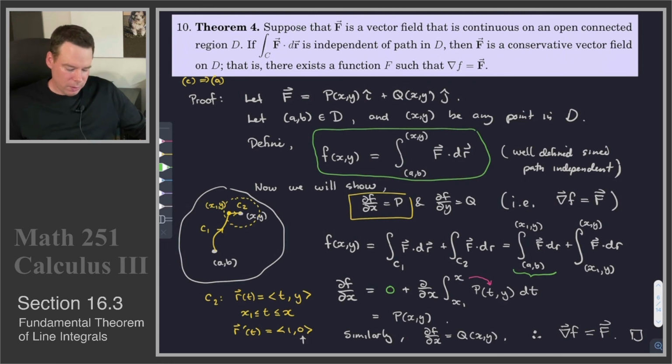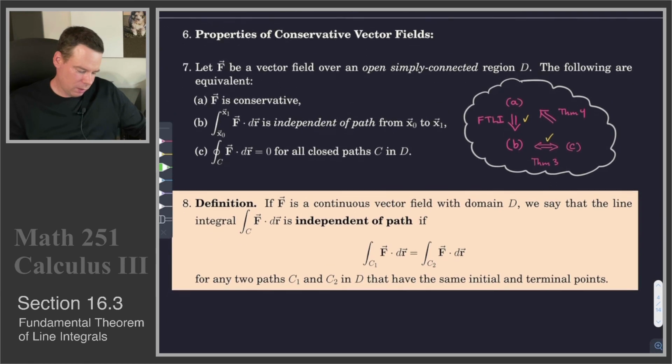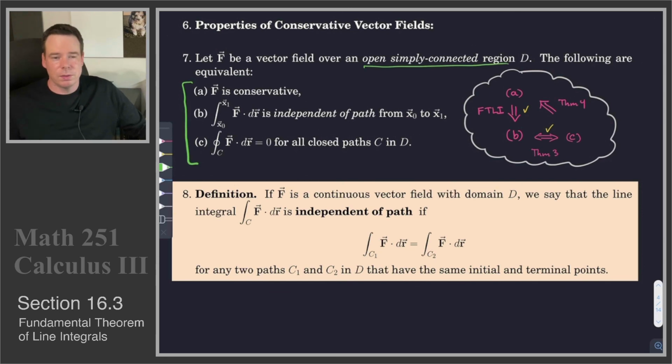So that's it for this part of the video. I just wanted to focus on the theoretical properties. So let's back up to talk about the main properties we just had in this video, and that is this equivalence of these three statements. As long as we're talking about an open and simply connected region D, F is conservative, or it has a potential function. In other words, it's the gradient of some potential function. As long as the line integrals are path independent, or equivalently that the integral around any closed curve is 0.